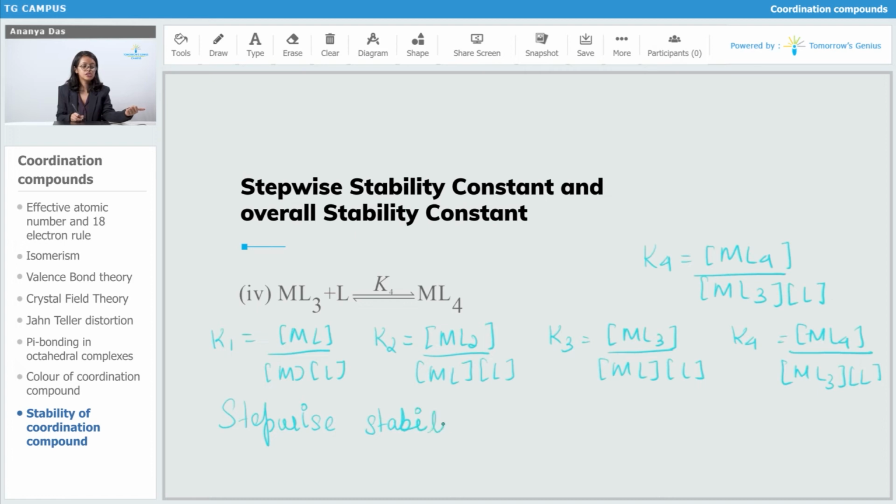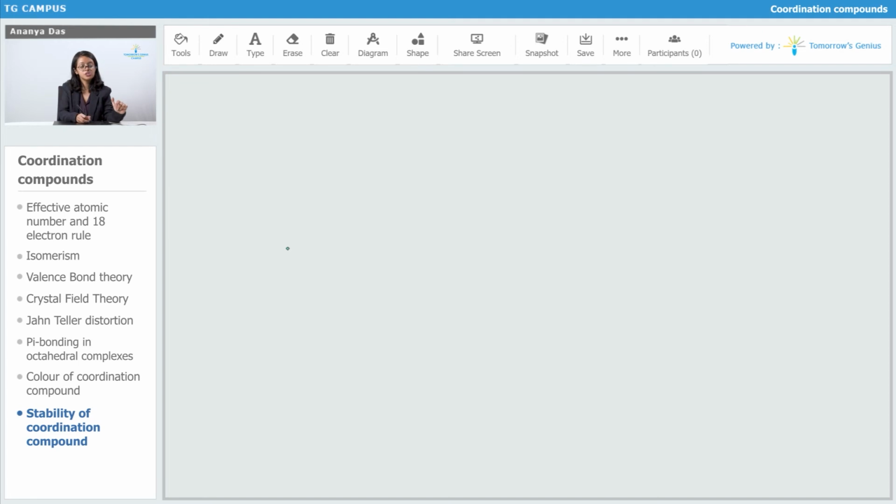So, what is the relation between your stepwise stability constant and your overall stability constant? Let us try to calculate or find the relation between your stepwise stability constant and the overall stability constant beta. So, if you remember, the overall stability constant for this reaction, that is M plus 4L gives ML4, was beta 4, which was equal to ML4 divided by M into L to the power 4.